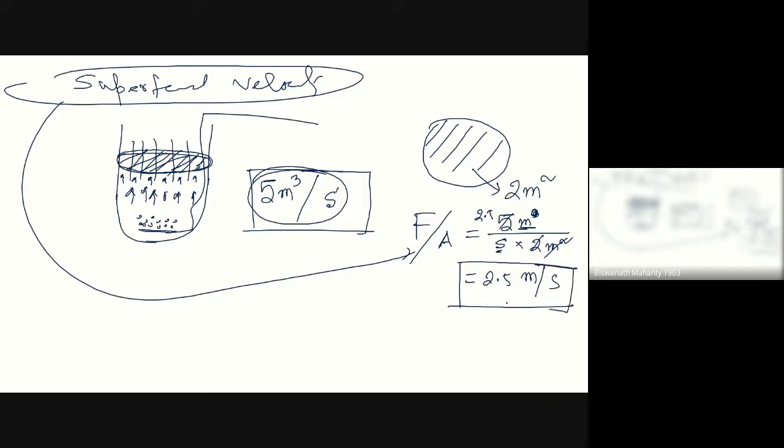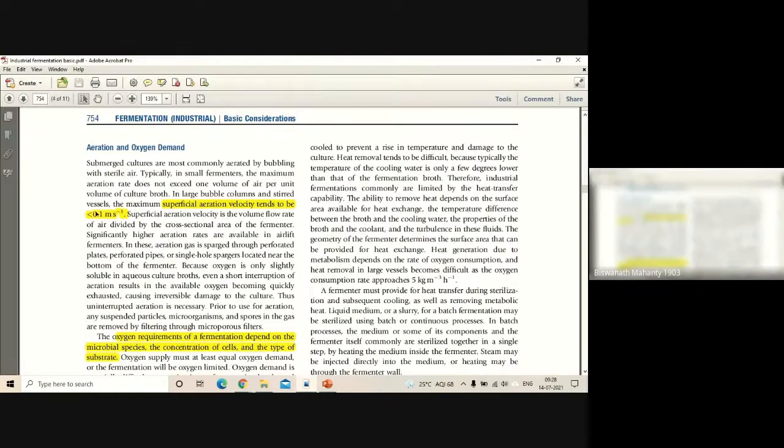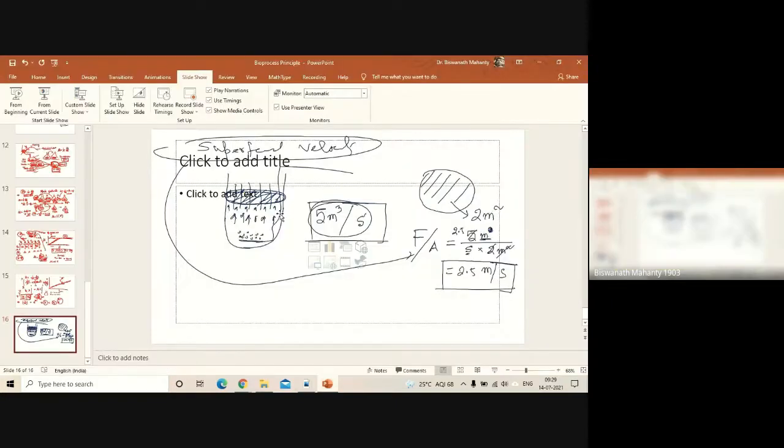If I have a very big reactor with good aeration, we can expect around 0.1 meter per second as the superficial velocity. The maximum superficial aeration velocity tends to be less than 0.1 meter per second, so we should not go to such high velocity. If you run so much air, what will happen? I have a very simple question: everyone knows if I pass more air, it is always good, right? Yes or no? Yes, sir. Okay, fine. If we pass a large amount of air so fast, it is good. But there is a problem.